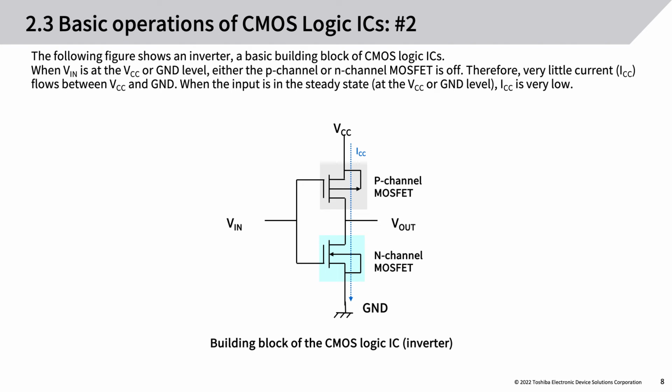Basic operations of CMOS Logic ICs. 2. The following figure shows an inverter, a basic building block of CMOS Logic ICs. When Vin is at the VCC or ground level, either the P-channel or N-channel MOSFET is off. Therefore, very little current flows between VCC and ground. When the input is in the steady state, ICC is very low.